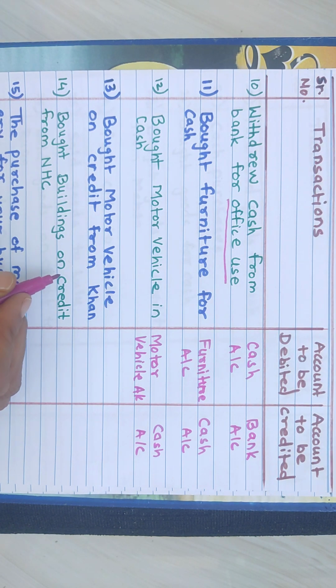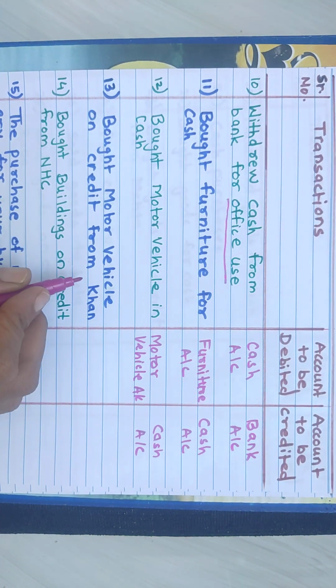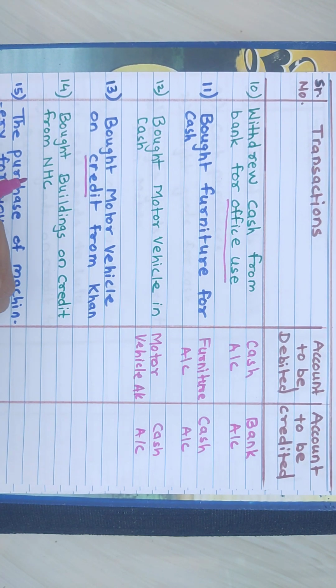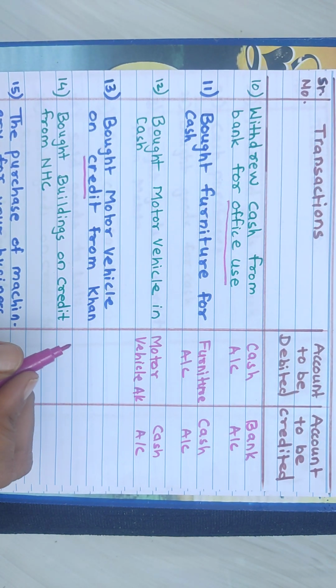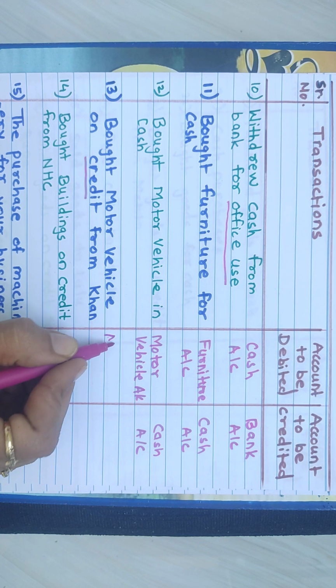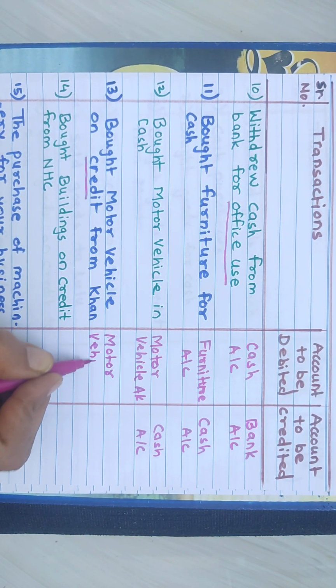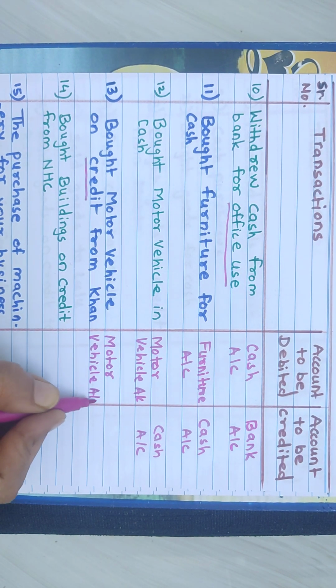Okay, now the same type, bought motor vehicle, but what it is given is on credit from Khan. So whenever it is credit purchase, the debit effect will be same. What is coming in the business? Motor vehicle, right? So motor vehicle account will be debited.